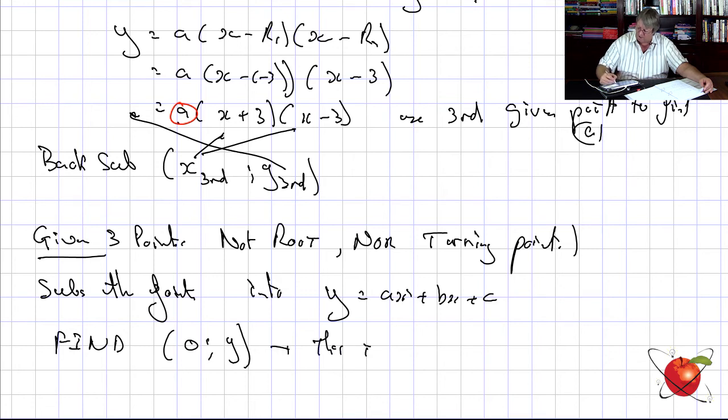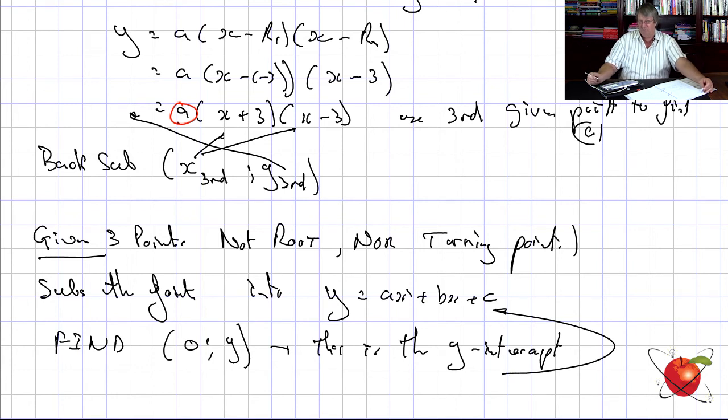This is the y-intercept, which is what? It's C. But if you plug it in, you will see that you will be given 0 there. So that would be 0, that would be 0, and you'd have your y there, and you'd get C.